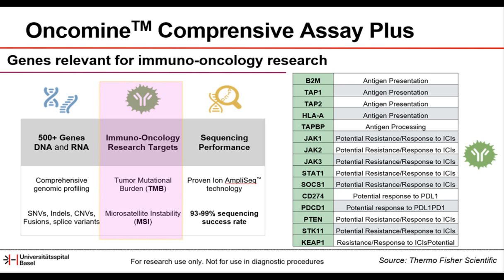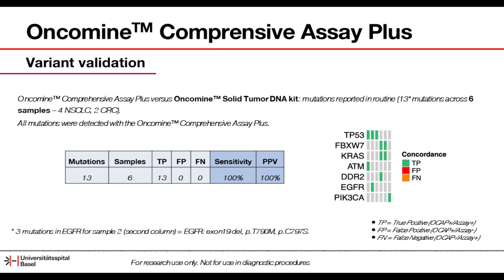And on the top of the list, you also see several genes that are associated with antigen presentation, and also here, again, loss of function mutations, for example, in beta-2 microglobulin have been associated with resistance to immunotherapy.